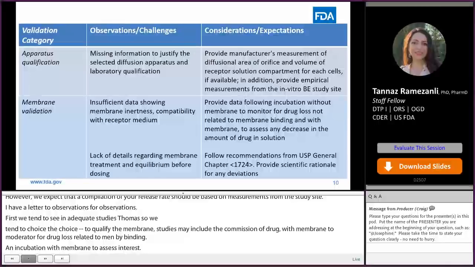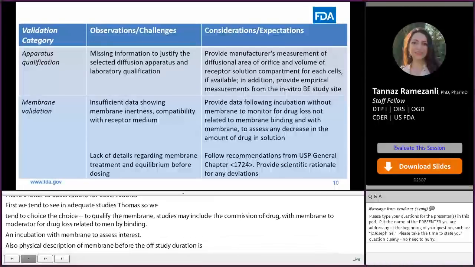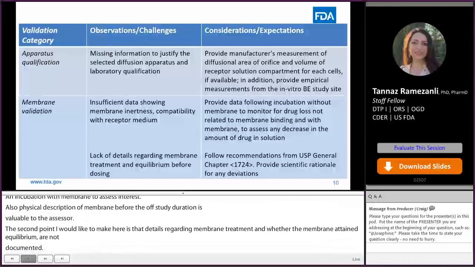The second point I would like to make here is that details regarding membrane treatment and whether the membrane attained equilibrium before dosing occurred are not documented. Applicants are encouraged to follow the recommendations from the U.S. Pharmacopoeia and provide scientific rationale if the techniques are different.